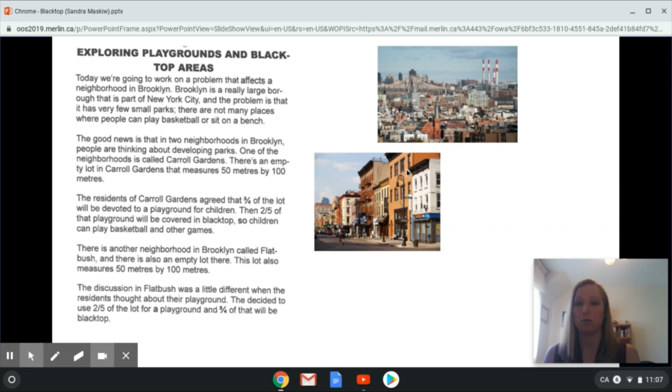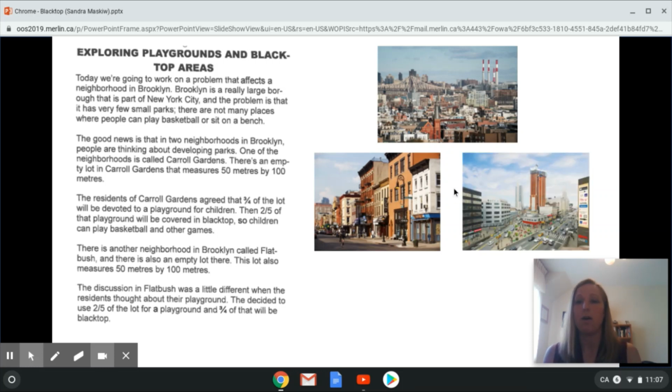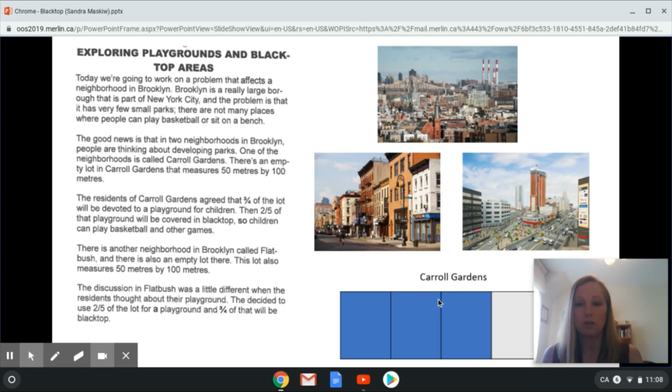So I'm just going to show you. The second area is called Flatbush. That's what it looks like. But back to Carroll Gardens. So what I've done is just shown you that 3/4 of the lot will be devoted to playground for children. So there's the whole lot. There's 3/4 of the lot. This type of diagram should be looking pretty familiar to you by this point.